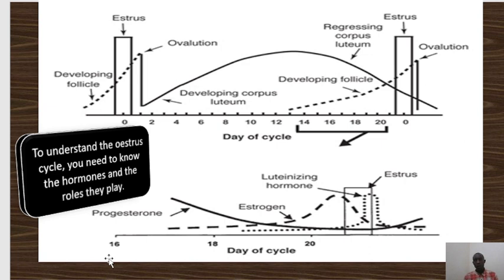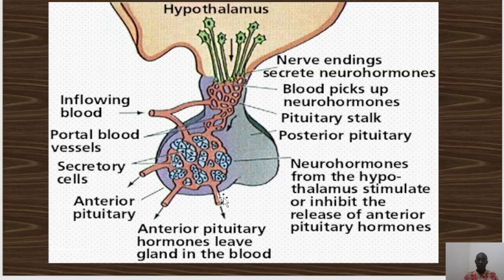For you to understand the estrous cycle, you must understand the hormones that are involved. For example, FSH, LH, GnRH, P4, PGF2-alpha, and E2. You must understand all those hormones and the roles they play, and then it can be easy for you to understand the estrous cycle. Within the hypothalamus, this is where the GnRH is produced, and as it has been produced, the GnRH stimulates the production of the gonadotropin hormones, for example, the FSH and the luteinizing hormone within the anterior pituitary gland.